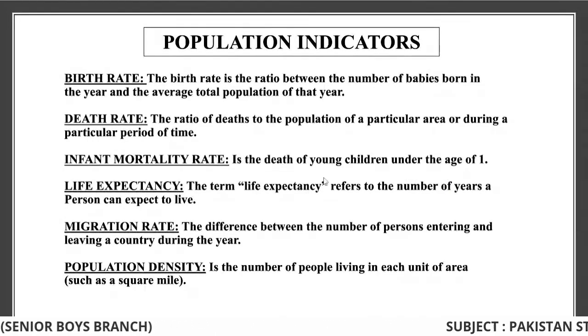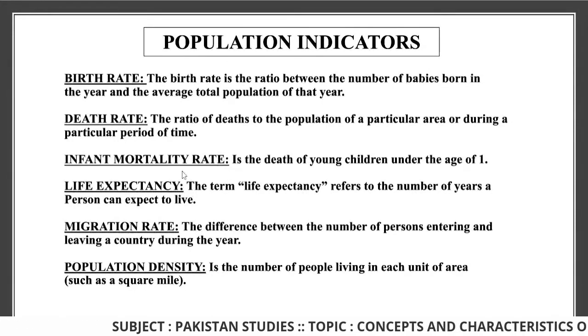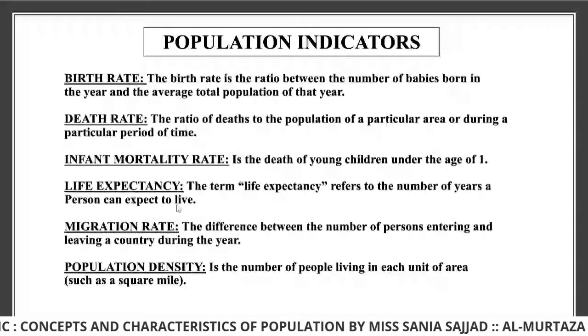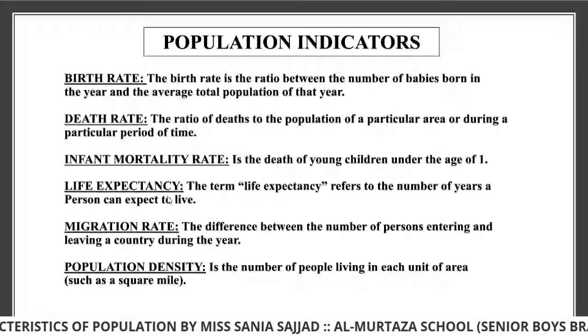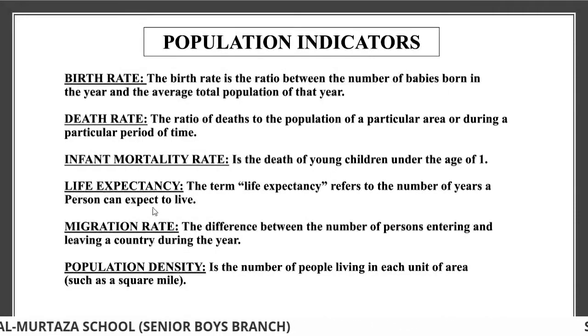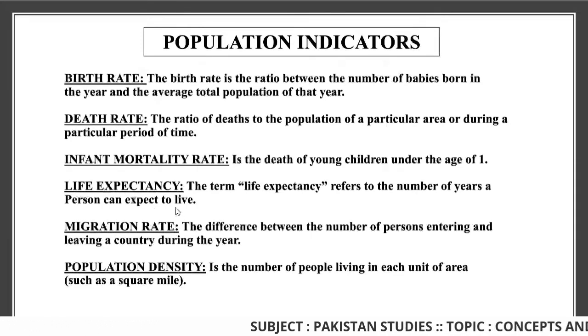Infant mortality, those babies who cannot even walk, those are known as infants, the newborn babies. Life expectancy, the term life expectancy refers to the number of years a person can expect to live. That is, how many years you can live according to the demographic transition model, which I've already highlighted.